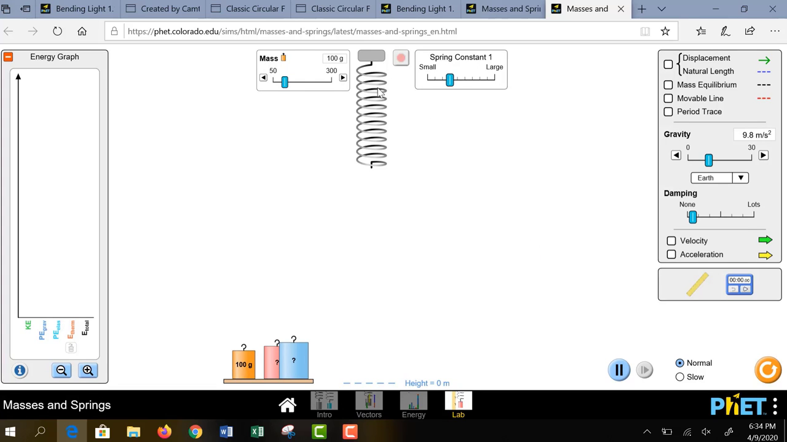Okay, so here's a spring. We've got some masses over here, 100 grams, and these are unknown masses. Part of the lab is to use simple harmonic motion to find these masses. We don't know what the spring constant is, so for the entire lab we want to set this on large. Move it all the way over here to large. We'll select a few of these. Displacement, natural length, and you can see the blue line comes here. Mass equilibrium, we can use that if we want to. And movable line. And the movable line you can move wherever you want to.